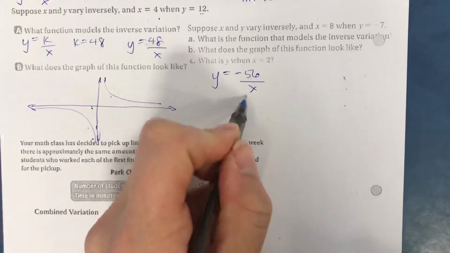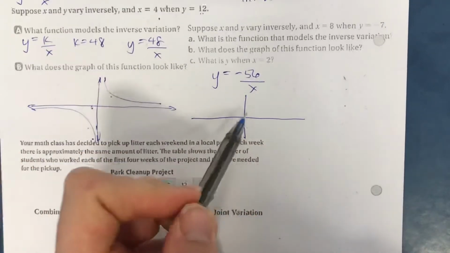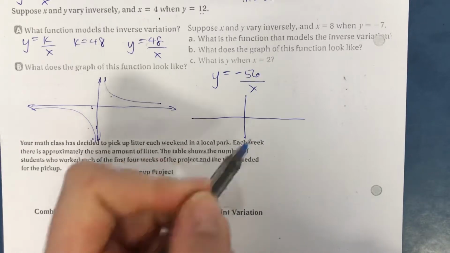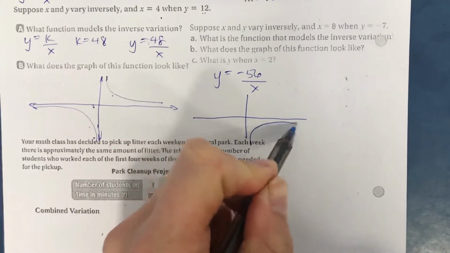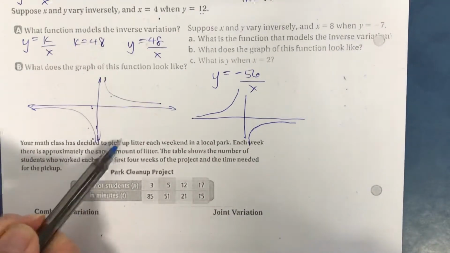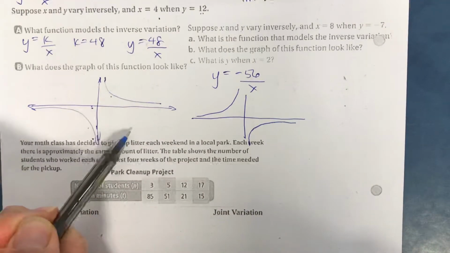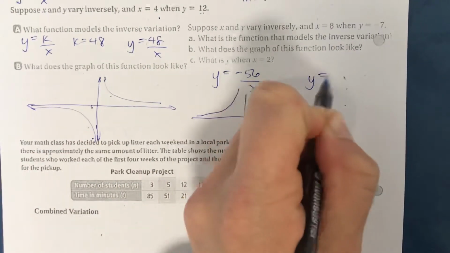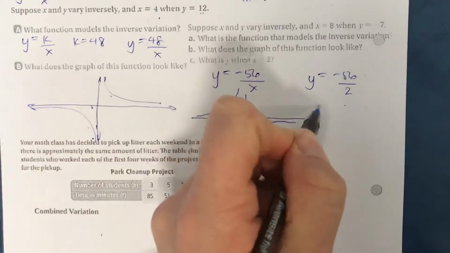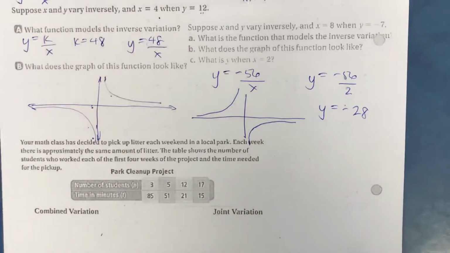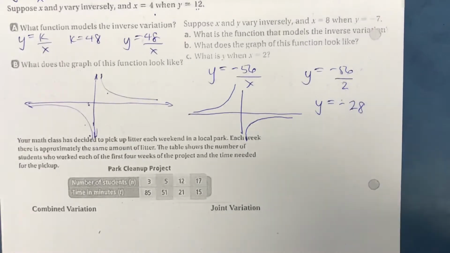For the graph, this time it's a little different. If I were to plug in 1, I would get -56. So this graph is basically flipped, and you can even think transformations, flipped over the x-axis, so that would go here, that would go there. And what is y when x is 2? So simply, if x is 2, well then y is -28. So just kind of a simple example there.